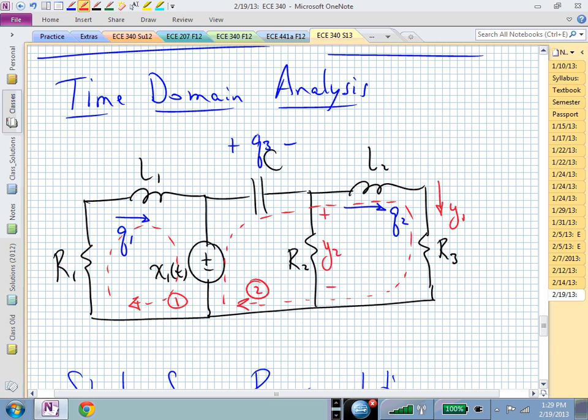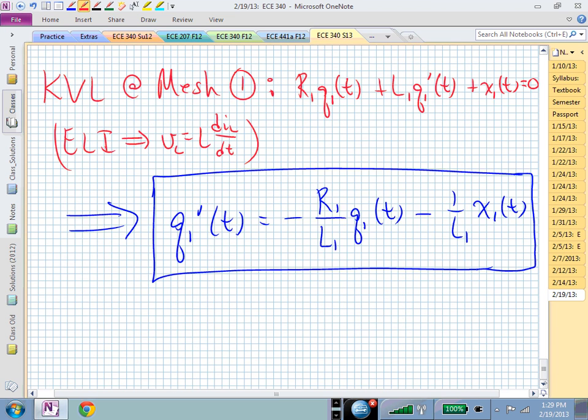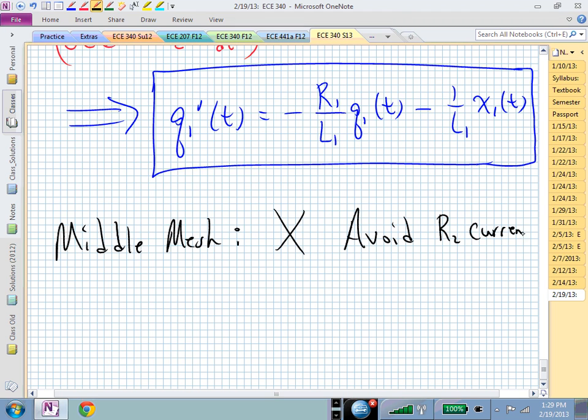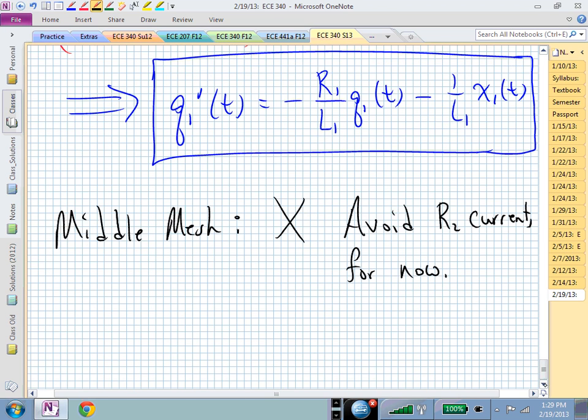So I'm now going to do a super mesh with number 2. I'm going to avoid that middle mesh because of the current through R sub 2. So let me say the following. Let me say the middle mesh, I'm going to avoid the R sub 2 current for now. And what I'm doing now is a super mesh at node 2.